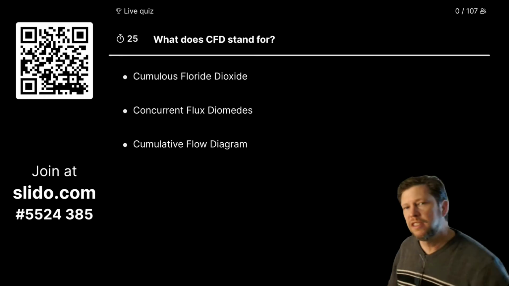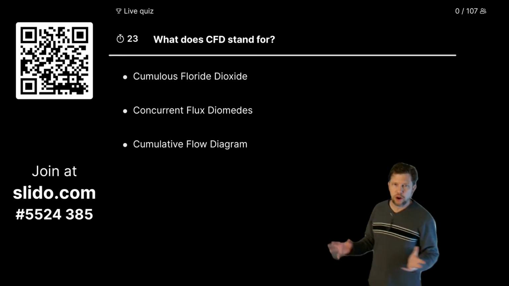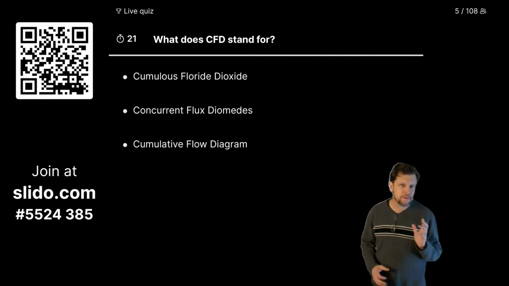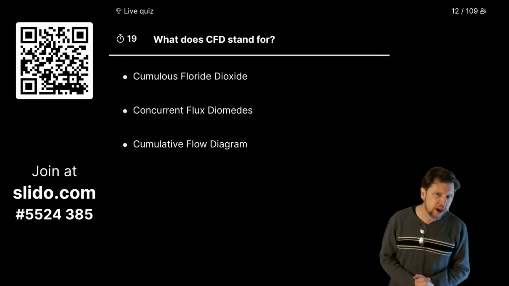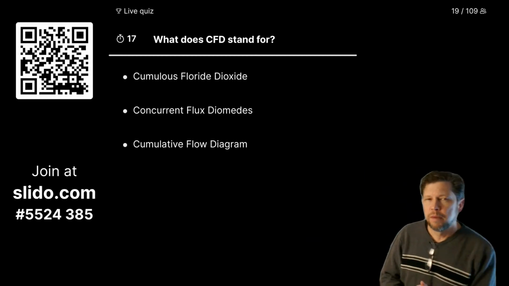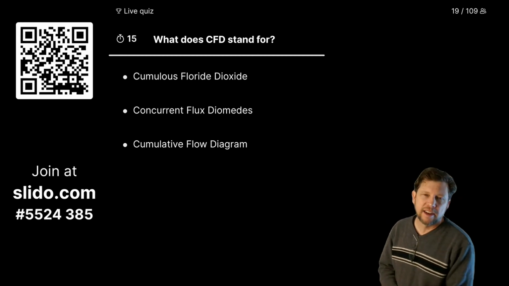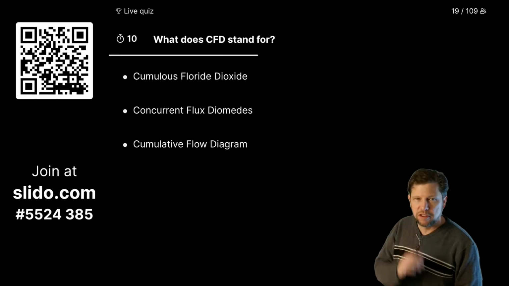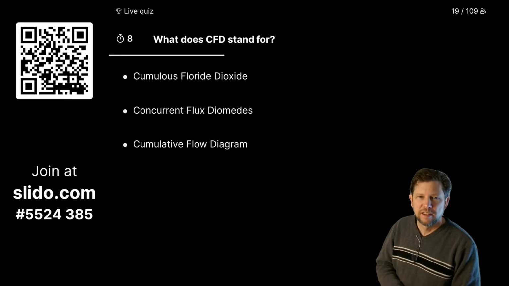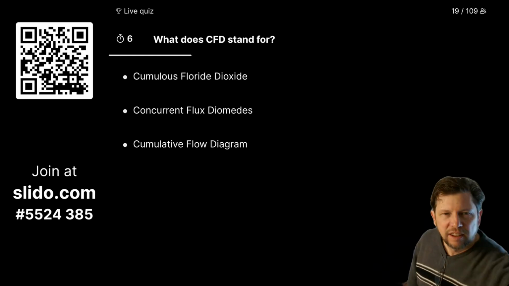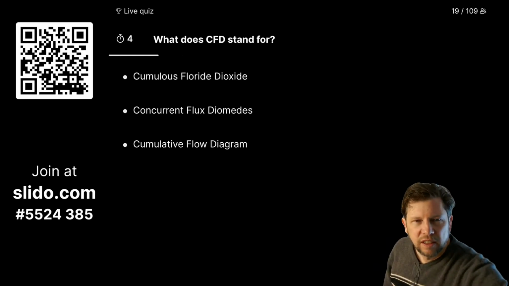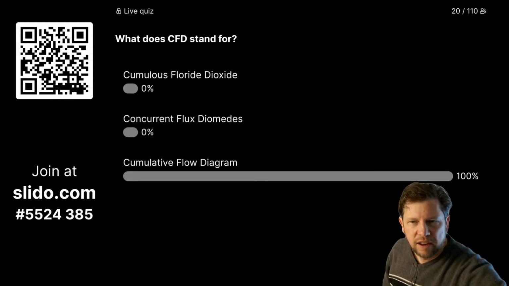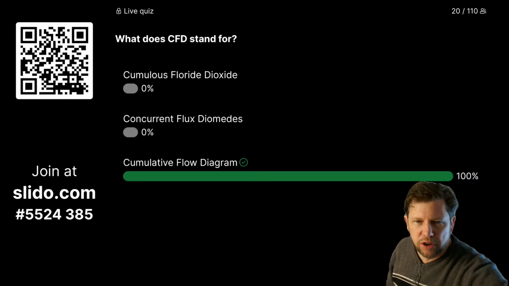Okay, first question. What does CFD stand for? Cumulus fluoride dioxide, concurrent flux diomedes, or cumulative flow diagram? And based on feedback from last week, I have added an extra 10 seconds. So hopefully you have time to decide which of these it is. Three seconds remaining. And yes, everybody got it. Cumulative flow diagram. Very good.